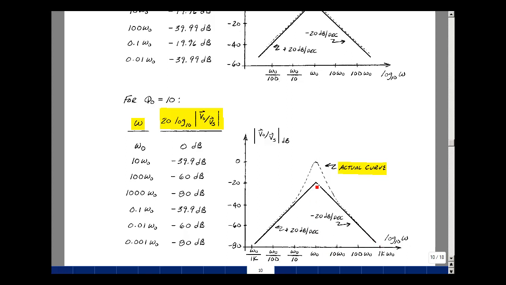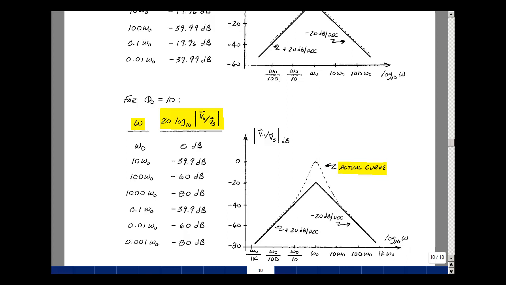At the intersection of these two asymptotes, we're actually at minus 20 dB. It turns out that it's equal to 20 log of 1 over Q naught, if you go back and look at the symbolic expression. So here, the approximations by drawing the two straight lines are pretty good if you're off center here, but at center, you're going to have a gain equal to 1 or 0 dB.